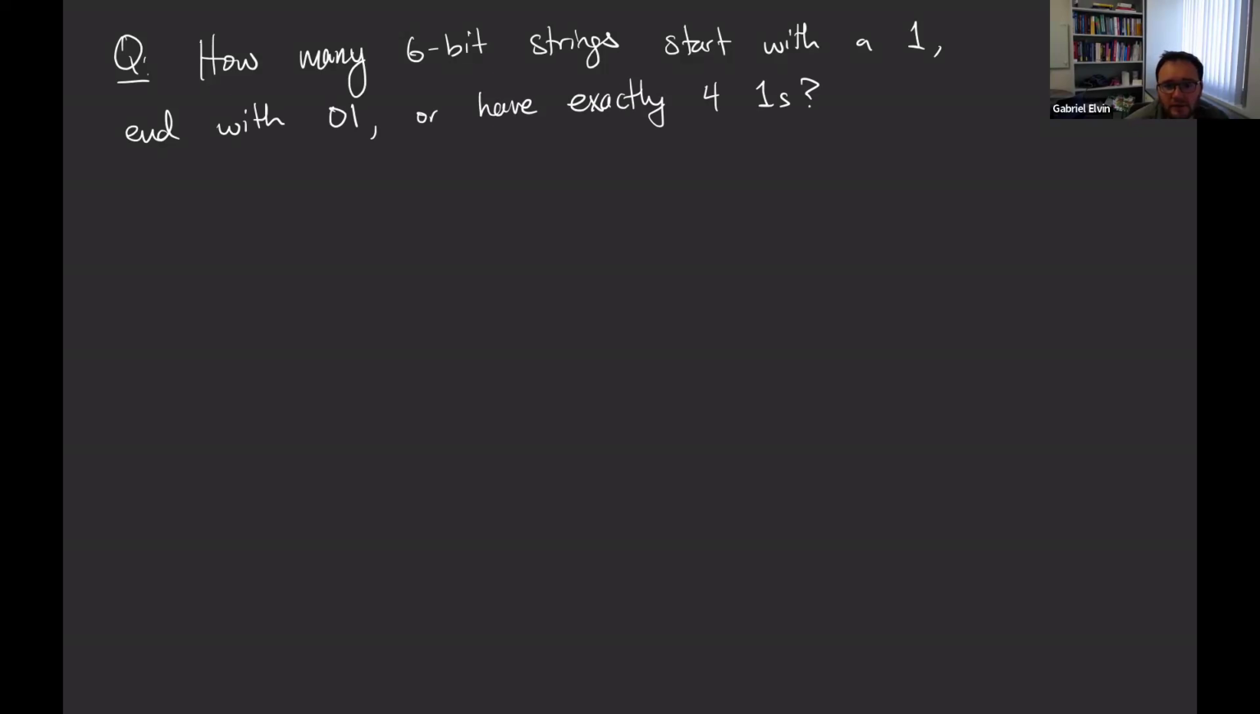So there's a bit more to this question than the previous one, but we can use similar ideas. So what are 6-bit strings? Well, if you've done the reading, they're just binary strings, strings of zeros and ones, and there are 6 characters in a string. So how many 6-bit strings start with a 1 and end with a 0, 1 or have exactly 4 ones? Okay. So we're going to try and use the inclusion-exclusion principle again.